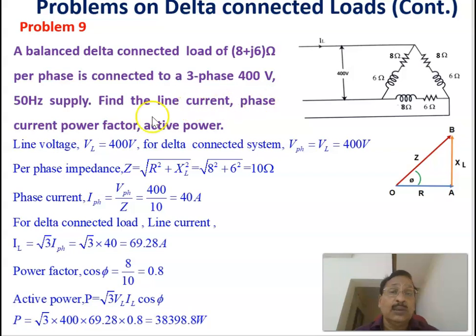So line current, phase current and power factor are calculated. Active power is given by root 3 VL IL cos phi. Root 3 into VL equal to 400 volts, IL equal to 69.28 amperes, which is root 3 times 40, into power factor equal to 0.8. Therefore, it is equal to 38,398.8 watts, or 38.3988 kilowatt.